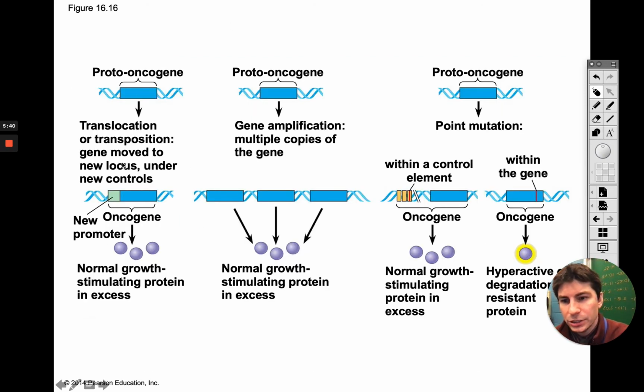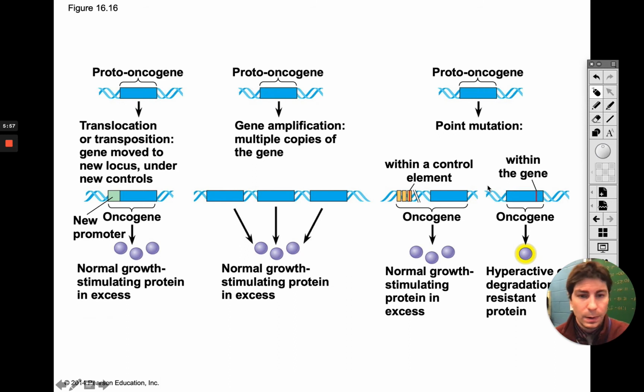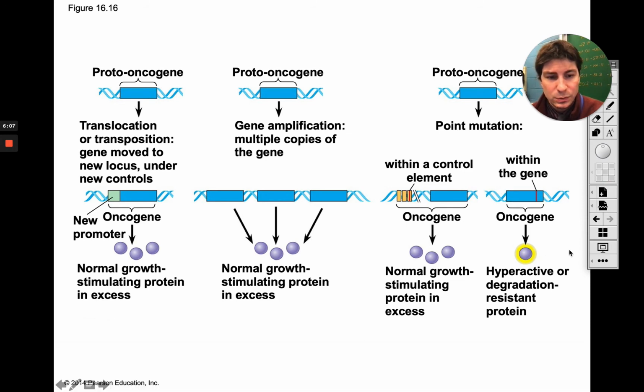So here's a proto-oncogene. If the promoter gets changed, we can get an oncogene. If we have different control elements, we can get an oncogene, or if we have a mutation in the gene, we can have an oncogene. And sometimes they're okay, sometimes they are not. If we see here, the promoter, no big deal. The control elements, no big deal. But if there's a change in the gene, this is where we can have a hyperactive protein that can make cell growth increase exponentially.